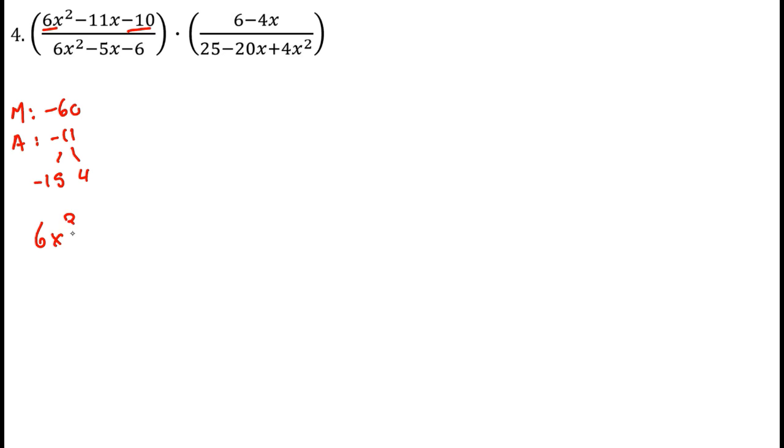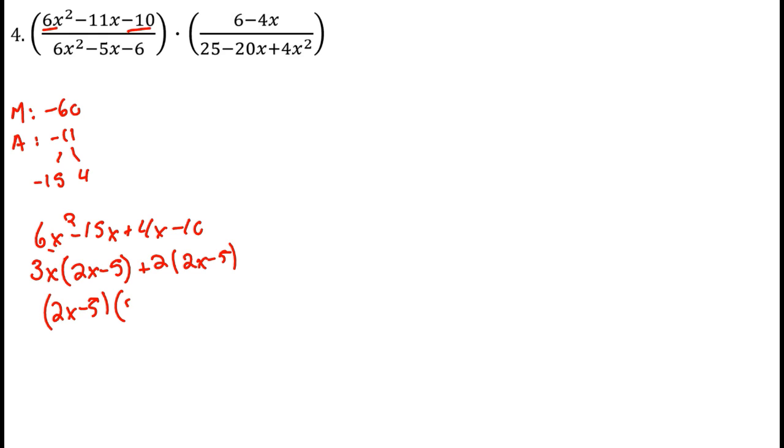So 6x squared minus 15x plus 4x minus 10. Take out a 3x from the first two terms. I get 2x minus 5. Hopefully I can take out a 2x minus 5 from over there. What do I need to factor out? A plus 2. So that numerator factors into 2x minus 5 times 3x plus 2. So I know the numerator of that first rational expression is 2x minus 5 times 3x plus 2.